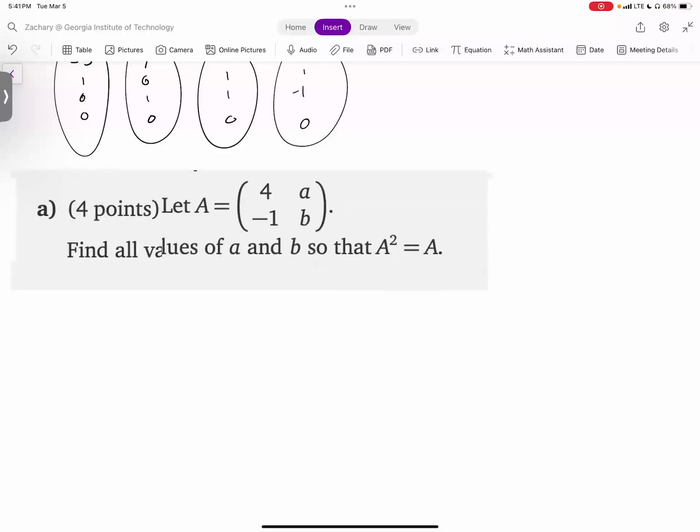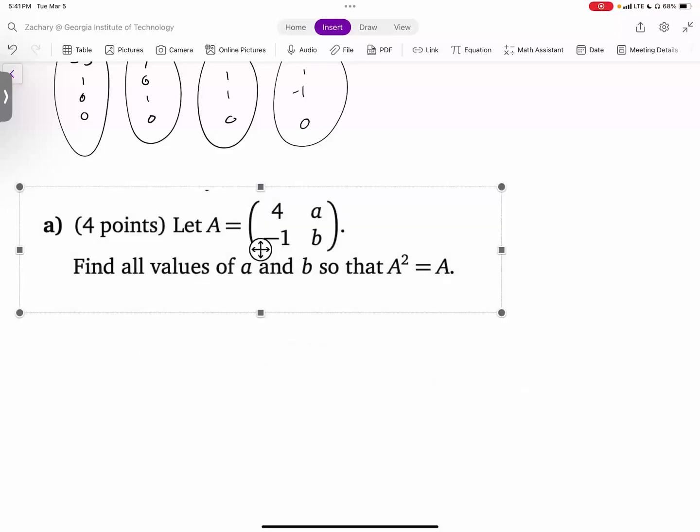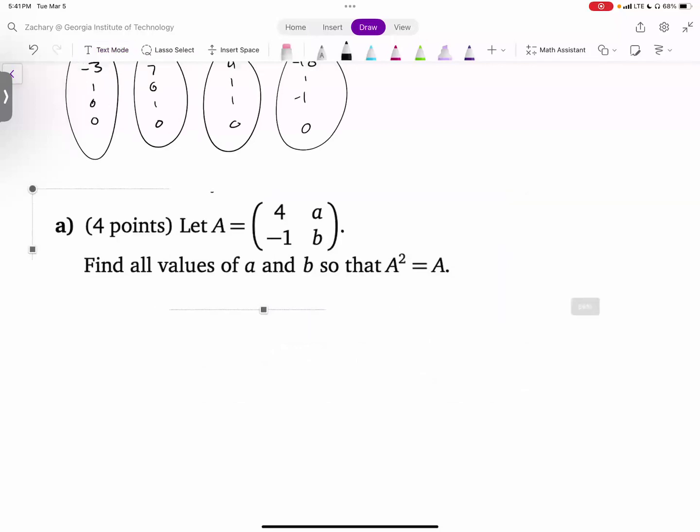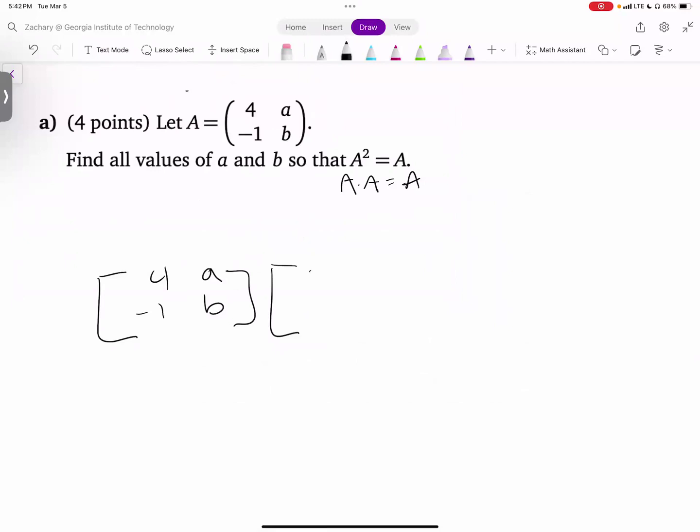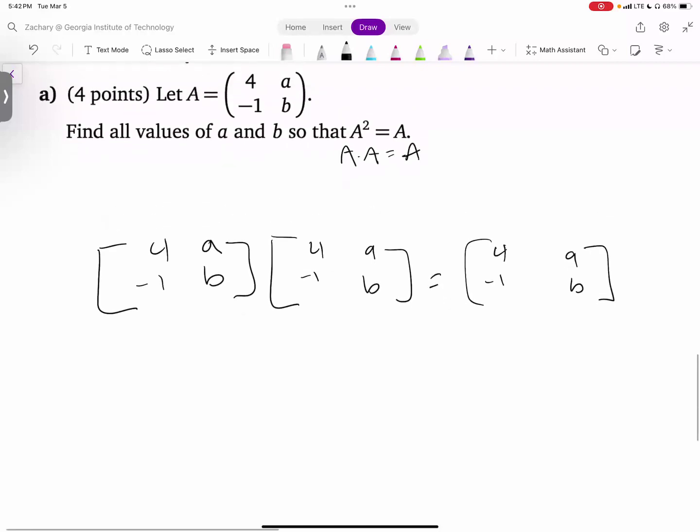Alrighty. This one is a headache, but that's all right. Find all values of a and b such that A squared equals A. So A squared equals A is the same as A times A equals A. So it gives me the matrix 4, -1, a and b, times the matrix 4, -1, a and b, is equal to 4, -1, a and b. Okay, so let's matrix multiply these out.